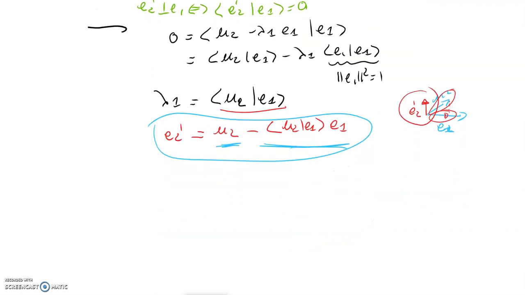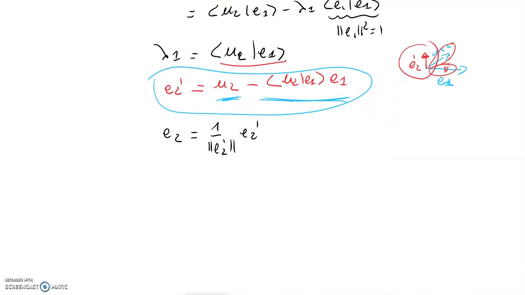Now that we've got that E2 prime vector, we just make E2 as the normed version of E2 prime, so 1 over the norm of E2 prime, times E2 prime. Nice, isn't it? So now I've got B prime 2 that contains E1, E2 that are orthogonal to each other and have norm 1, that's the cherry on the cake. All right, and so we can go on this way.